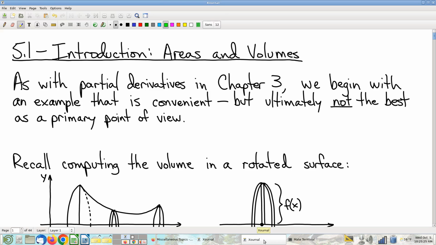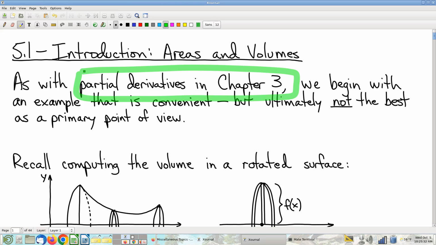So I'm going to remind y'all that when we were in chapter 3, we started with partial derivatives, and the very first thing that I did is I kind of trash talked partial derivatives a little bit, right? Just a little bit. I mean, they're useful. They're very useful. They're extremely useful. Can't do math without them, but they're not really the fundamental way that you should think about derivatives, right?